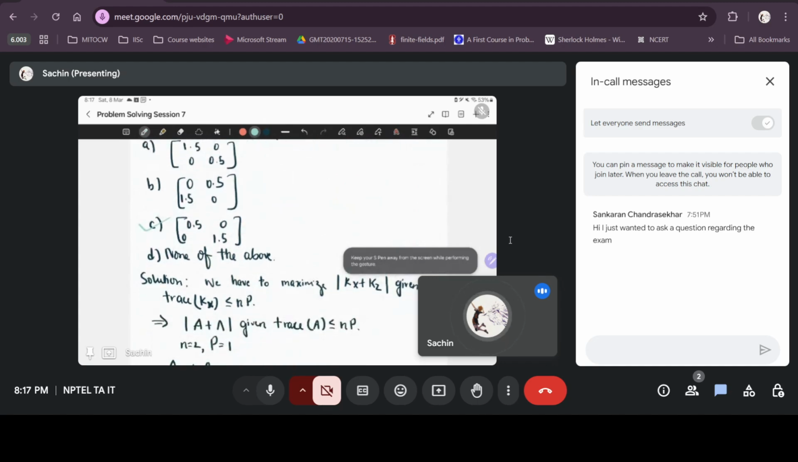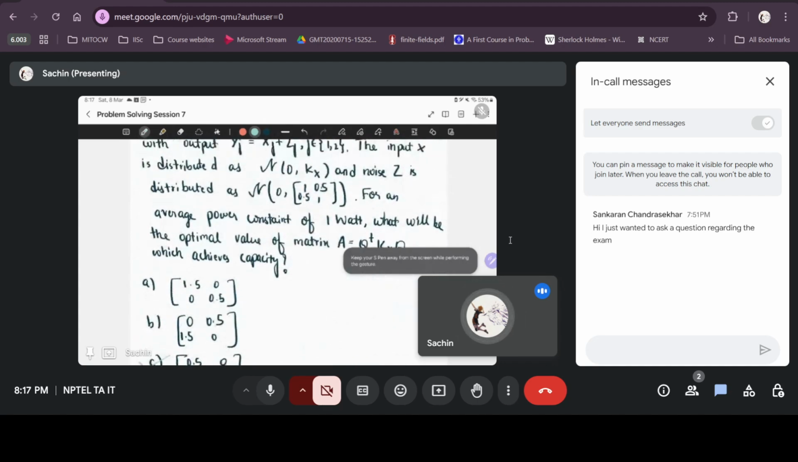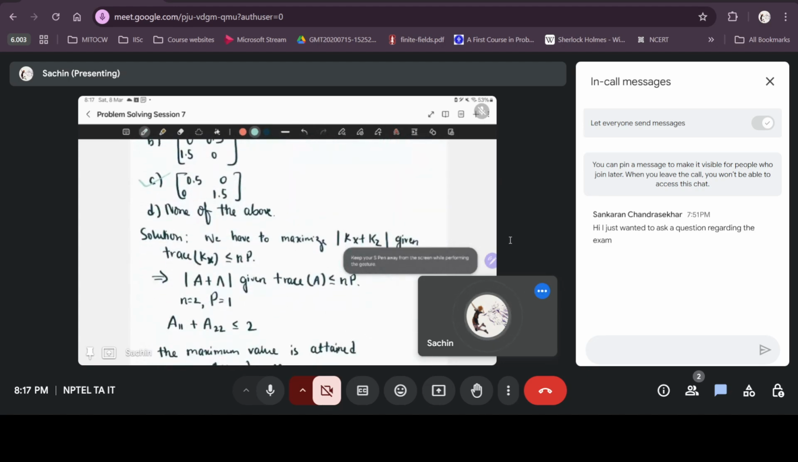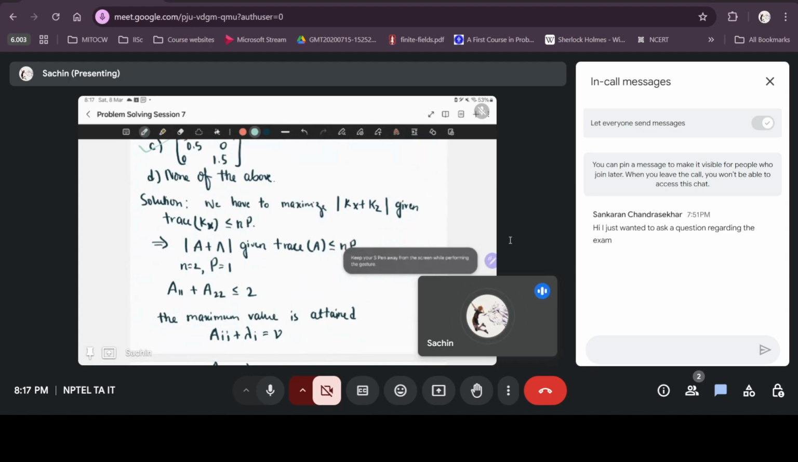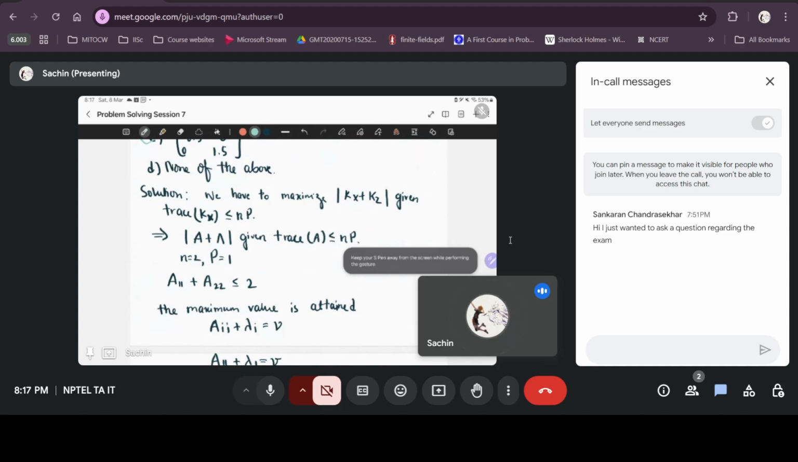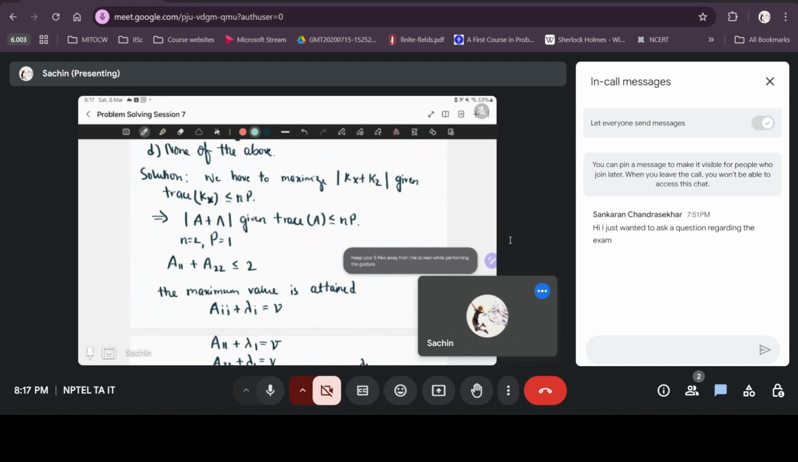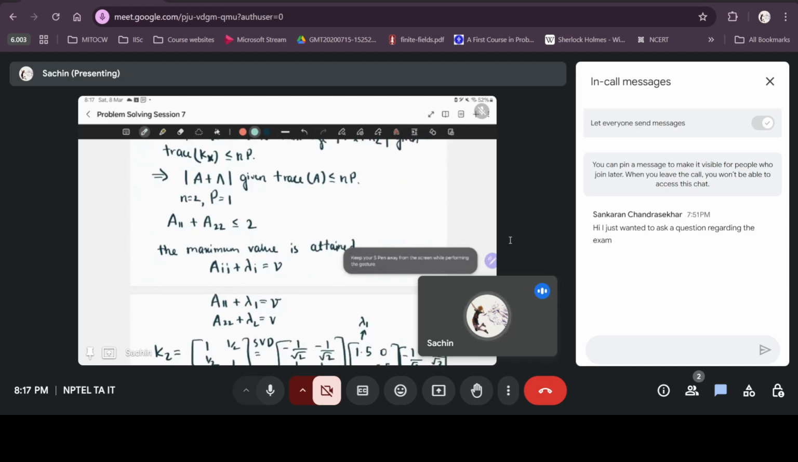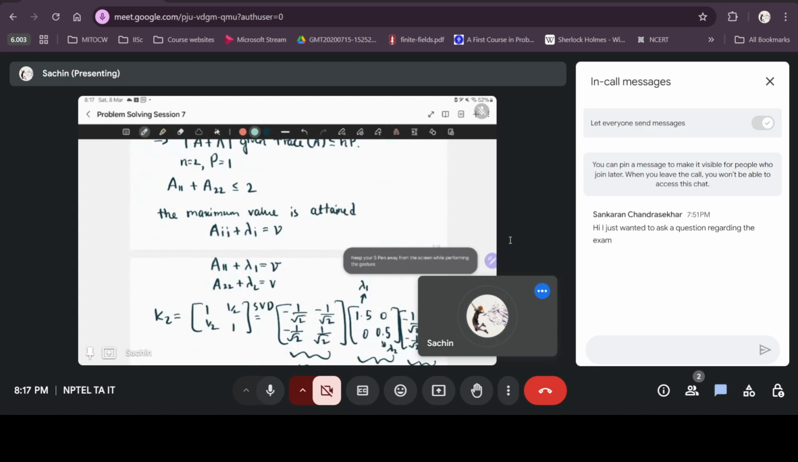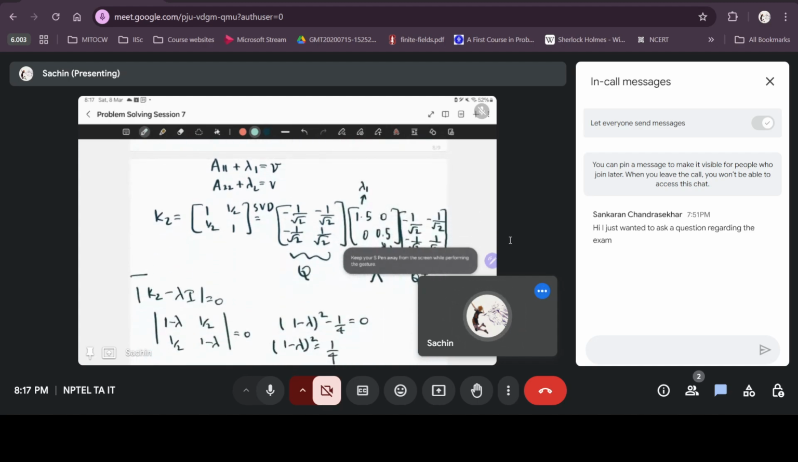So why we need to optimize the determinant of KX plus KZ, and why optimizing that means optimizing A plus lambda. So why maximizing A plus lambda means we have to maximize A_i plus lambda_i and set them equal to the same quantity v for all i. These three points you have to go and check in the lecture.